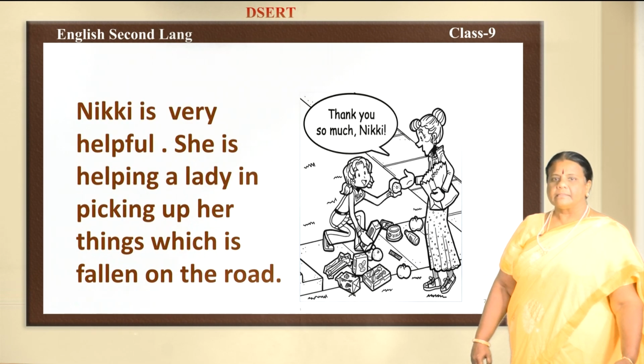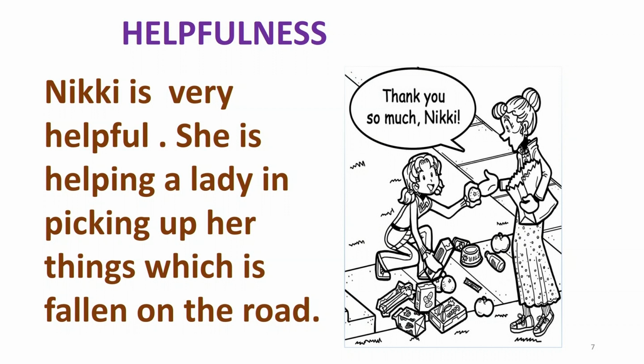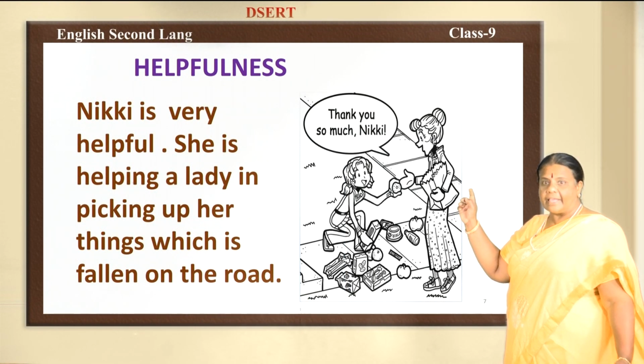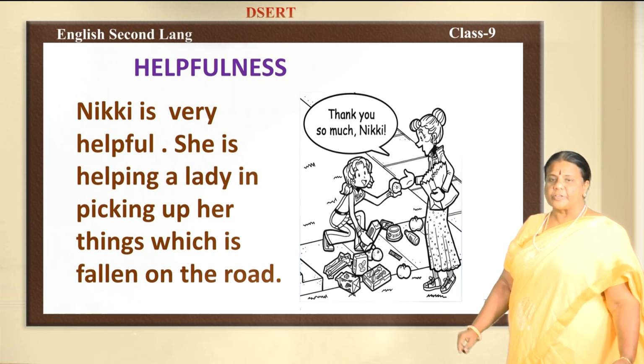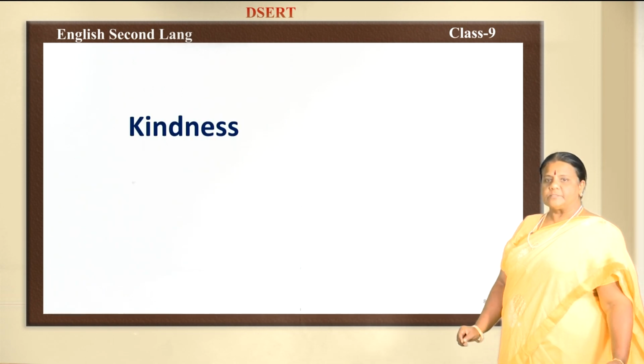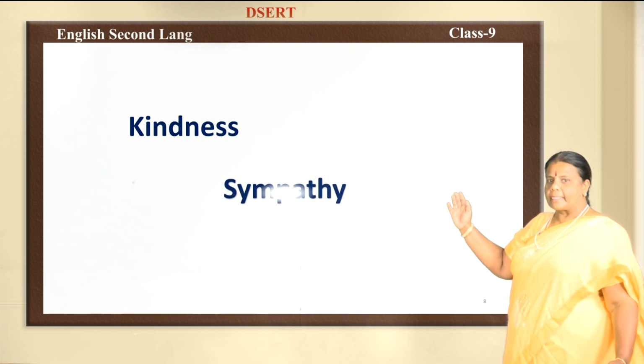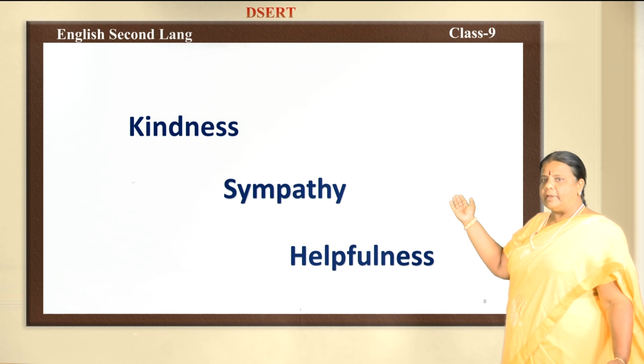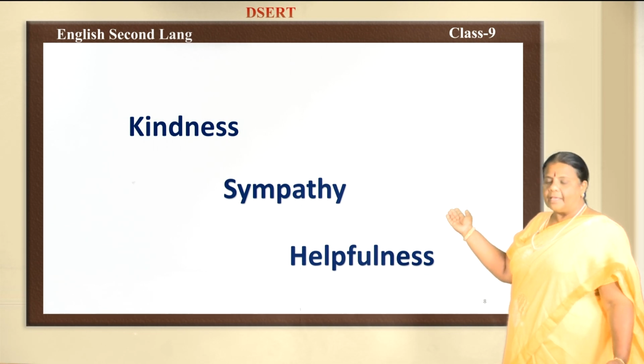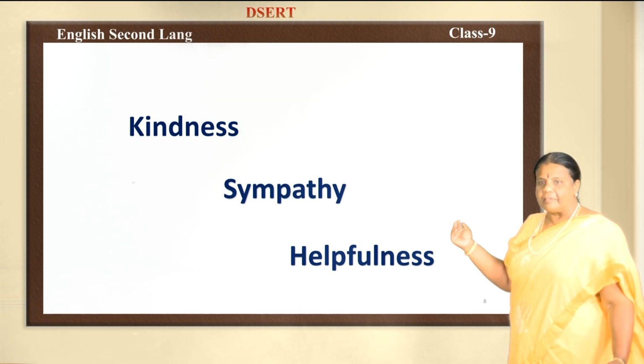Now coming to the third picture, what do you see in this picture, children? Yes, what do you find? You can see a lady as well as a girl. Very good. What is that girl doing, children? Yes, Nikki is very helpful. She is helping a lady in picking up her things which have fallen on the road. You can see that very clearly in the picture. And it is also a desirable quality. These qualities such as kindness, sympathy and helpfulness are all desirable qualities which everyone should practice in their life.